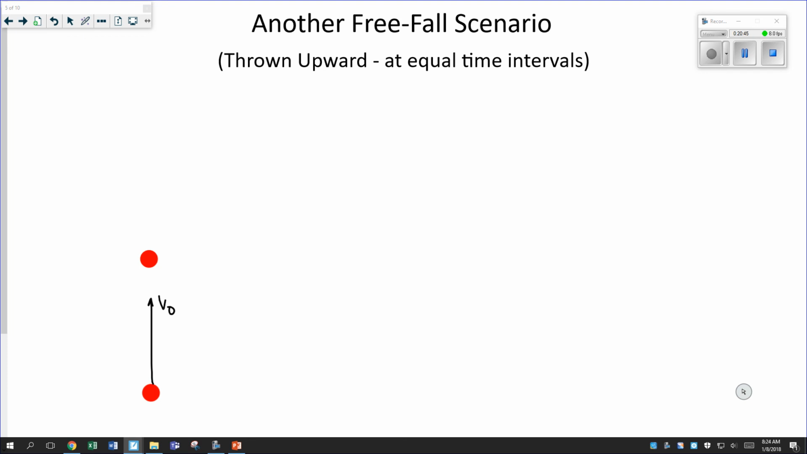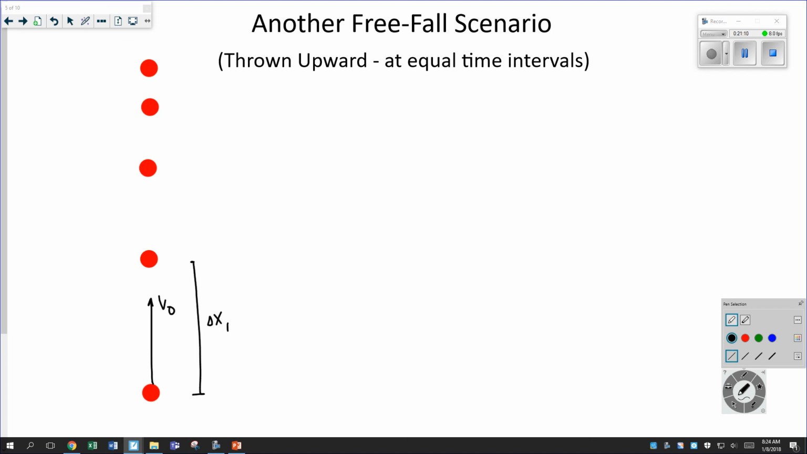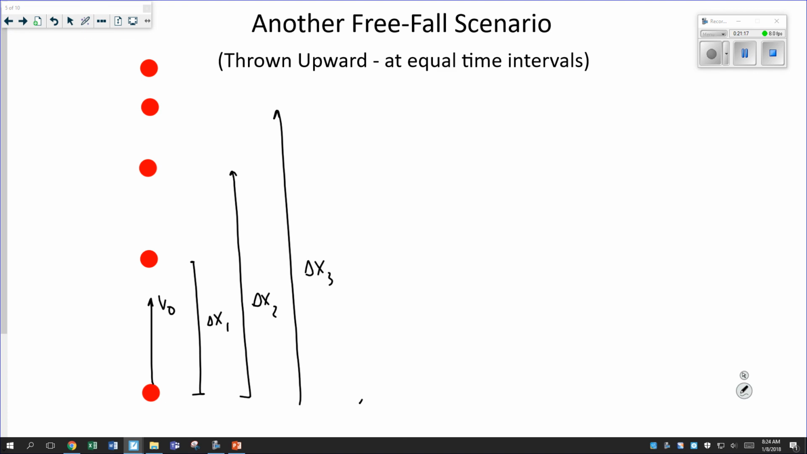Well, in an equal amount of time later, how far is it going to go? Well, not that far, but maybe that far. In an equal amount of time later, how far? Well, maybe like that far. And then in an equal amount of time later, maybe that far. And notice that what we're saying is, here's like a delta x1, here's a delta x2, here's a delta x3, here's a delta x4.